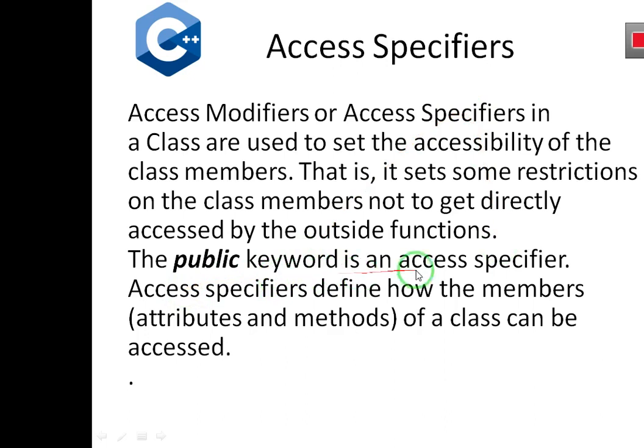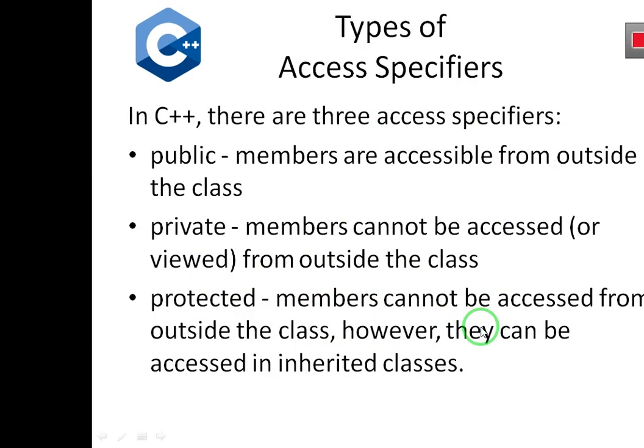The public keyword is an access specifier. Access specifiers define how the members, attributes and methods of a class can be accessed. There are three access specifiers in C++. One is public. What does public mean? Public members are accessible from outside the class. Like inside the class we have members, and those members can be accessed. Clear? Private members cannot be accessed or viewed from outside the class. Like in the main function, if you create an object of the class and call the member, it will not be viewed. And number three is protected.